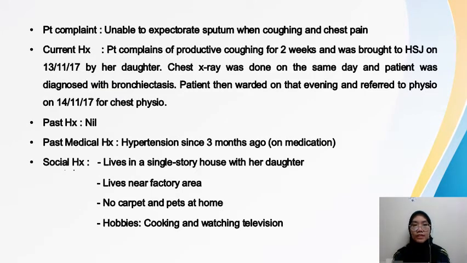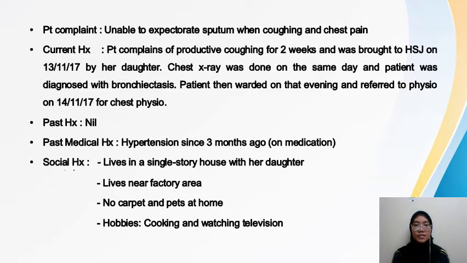Patient complained of being unable to expectorate sputum when coughing and having chest pain. For current history, patient complained of productive coughing for 2 weeks and was brought to HSJ by her daughter on 13th of November 2017. Chest X-ray was done on the same day and patient was diagnosed with bronchiectasis. Patient was then warded that evening and referred to physio on 14th of November 2017 for chest physio. No past history, and for past medical history, patient had hypertension since 3 months ago and is on medication.